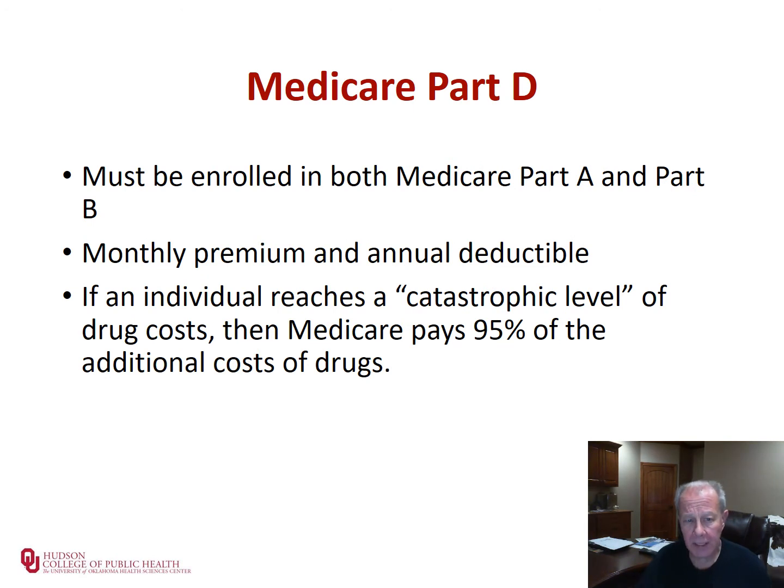And then Medicare Part D is the prescription drug program. You have to be enrolled in both Medicare Part A and B to be eligible. There is a monthly premium and an annual deductible. There is what's called the donut hole that's slowly going away, but if you reach a catastrophic level of drug cost, if you have extremely high drug costs, for instance, you're a chemotherapy patient or others, Medicare will pay 95% of the additional cost of all of those drugs once you hit that catastrophic level of spending on Medicare.